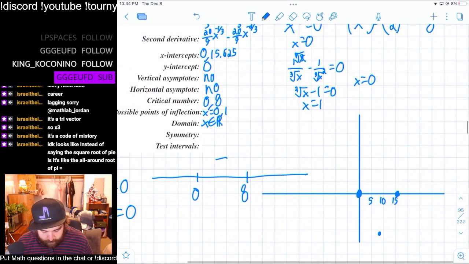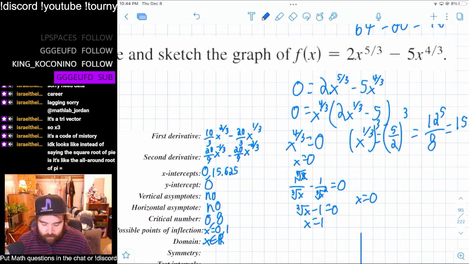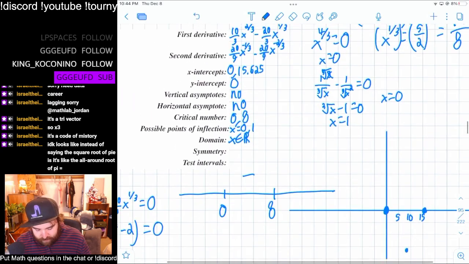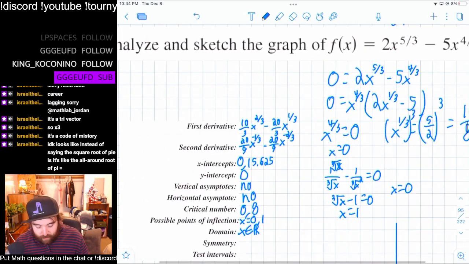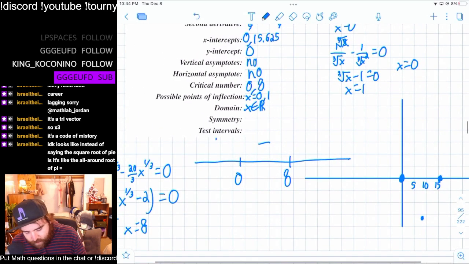And then after 8, it definitely seems to be increasing, which I don't even need to plug in. I can see that. That makes sense. But the bigger question is if I plug in like -1. -1 is easy enough to do. If I plug in -1, this is going to be 10/3, because you're going to be squaring it. But then the cube root of -1 is still -1, but then it's multiplied by negative 20/3. So this is plus 20/3. So this is positive. So it is increasing over here.